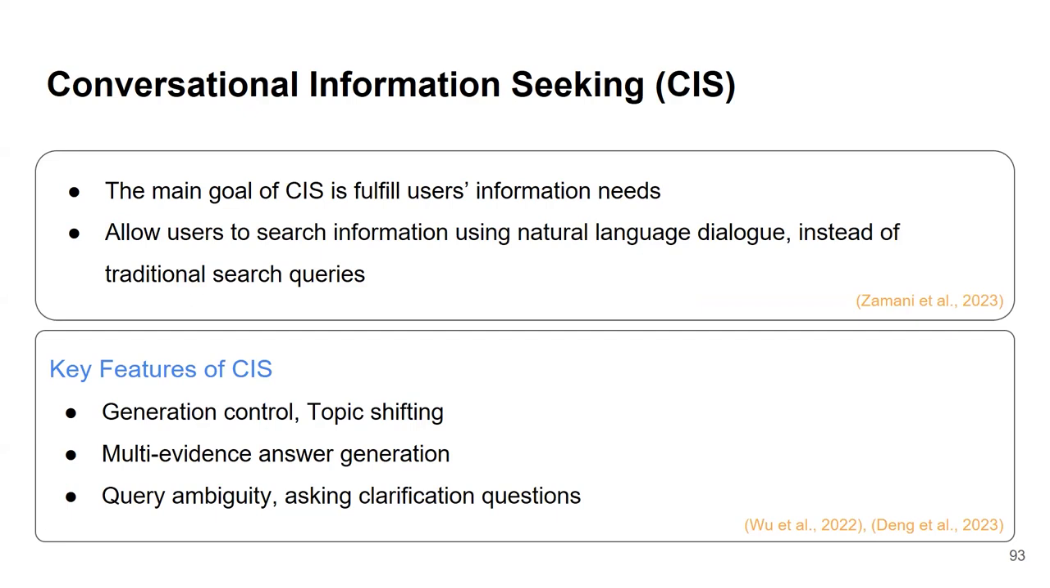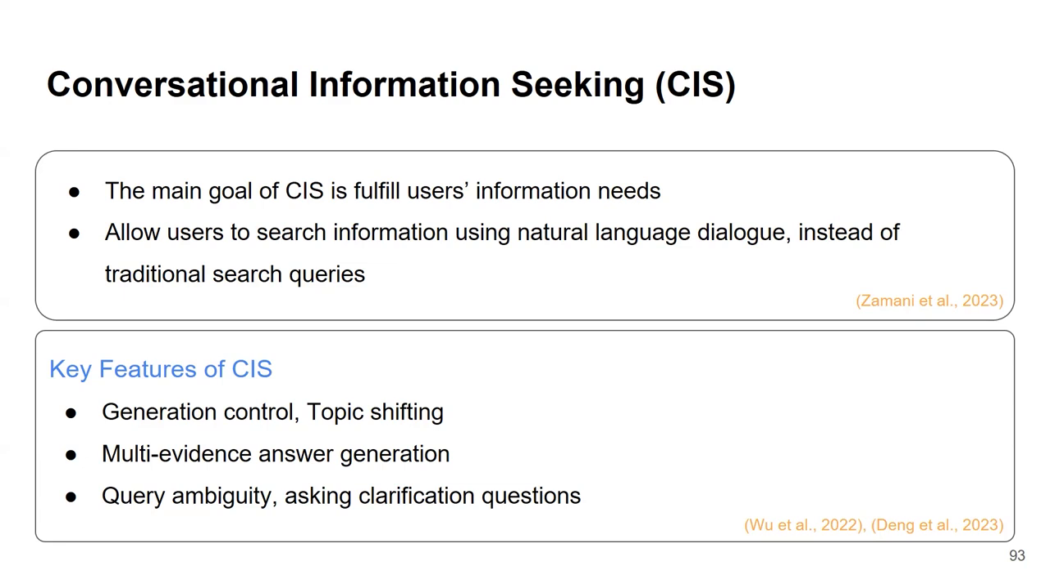One of the main challenges is that they need to control the generation process. That means they need to follow the conversation coherently to generate a response that's relevant to the history of the conversation. Also, maybe the user asks complicated questions, and the system needs to search multiple documents and generate the answer from multiple pieces of evidence. We also have query ambiguity: maybe the system finds multiple potential answers and needs to ask the user which one is more relevant, or maybe the system doesn't find an appropriate result, or doesn't understand the user's question, and needs to ask the user about the question.